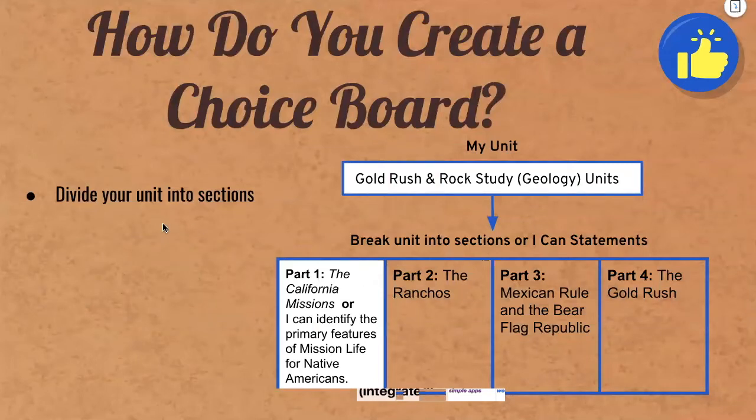Now, once you have those standards and you know what you're going to teach in your unit, I found the most success by breaking it into parts, like chunking it, and then moving from there. So I have my Gold Rush and Rock Study here, and then I have part 1, which is the California missions, and then broke it down into I can statements. Okay, I can identify the primary features of mission life, and so on. Then I do it for part 2, part 3, part 4. So that's the first thing. You take your unit, you break your unit into parts that fit onto your choice board.